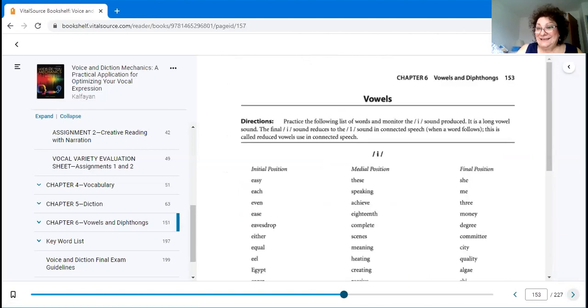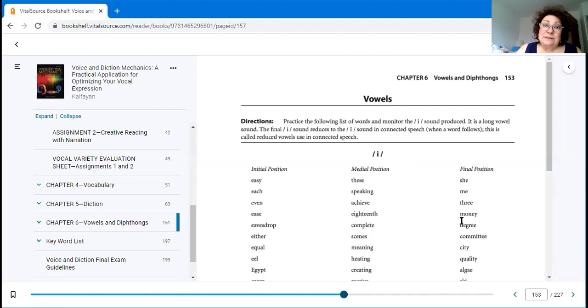Okay, so if you see, we're flipped over to page 153. You're going to recognize some of these symbols, but they don't have anything to do with the alphabet and the sounds you know it to be. So remember that these slash marks represent the IPA symbol. So this symbol here, you can tell from the keywords that are listed under it, it is the sound of E, as in easy, each, even, these, speaking, achieve, she, me, three.